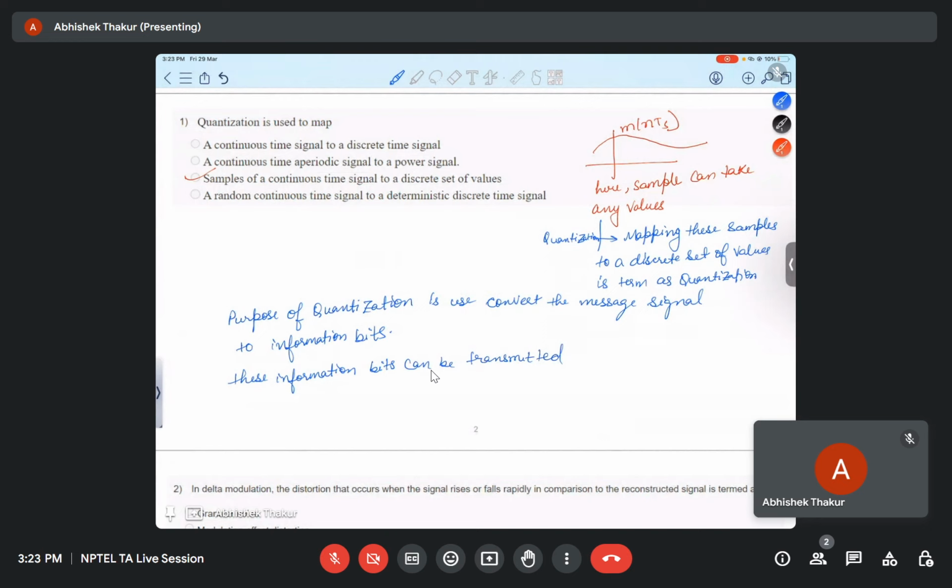These information bits can be transmitted or stored over the digital communication channel. So the first question is clear. Now we'll move on to the second question.